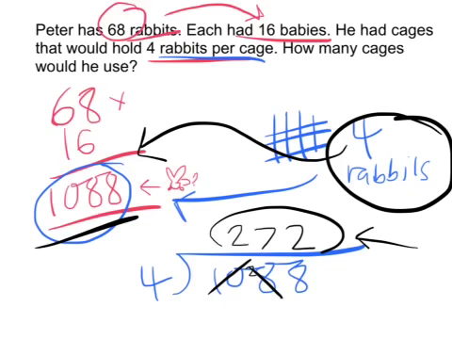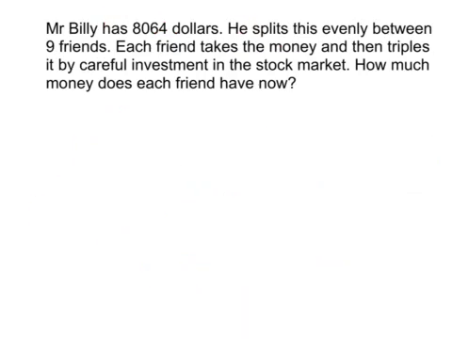Let's have another go at another one. You can do it all by yourself. Okay, team, here's another one for you to work out all by yourself. Mr. Billy has $8,064. He splits this evenly between 9 friends. Each friend takes the money and then triples it by careful investment in the stock market. How much money does each friend have now?